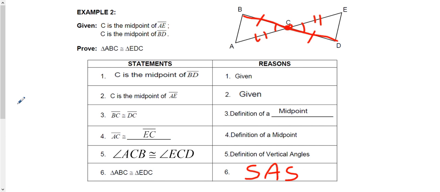Okay, there's a couple of them. We saw how midpoint comes into play. When they tell us the midpoint, they're trying to tell us two pieces are equal. Again, we had the vertical angles come in here. Let's take a look at the next one.